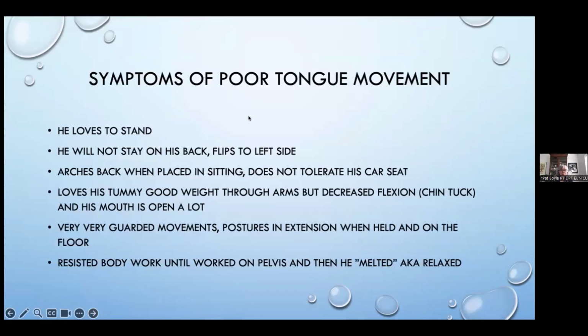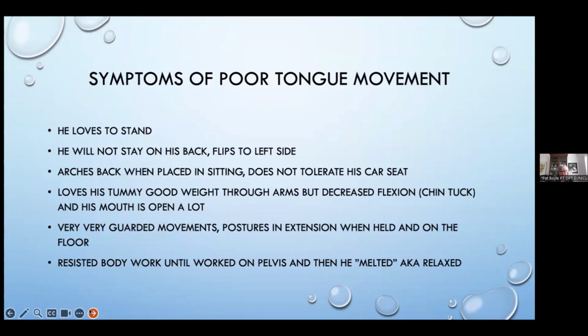His symptoms were that he loved to stand, won't stay on his back, flips over to his left side, arches when placed in sitting, hates the car seat, loves his tummy. He had good weight through his arms, but again, poorly initiated chin tuck, and his mouth was open a lot. He had very guarded movements.